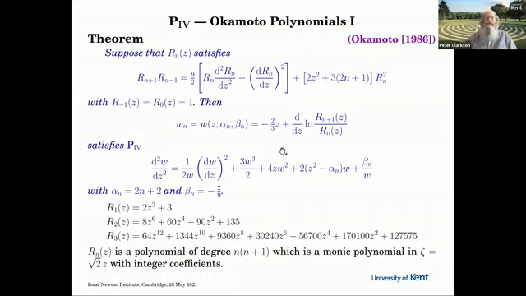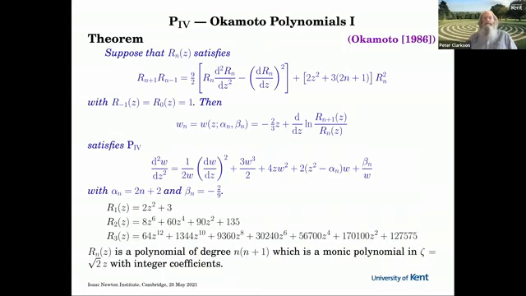And then the solution is minus 2/3 z plus the logarithmic derivative of two of these. And then this satisfies Painleve 4. And you can actually work these out. Again, it has the property that you don't get a rational function, you get a polynomial. The polynomial has degree n times n plus 1, which is monic in zeta, which is square root of 2 times z, within two coefficients.